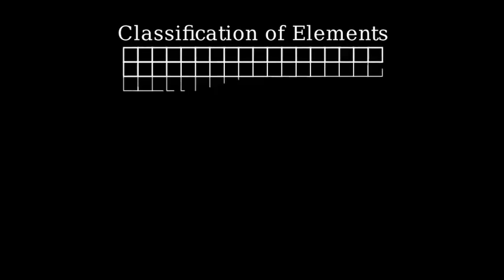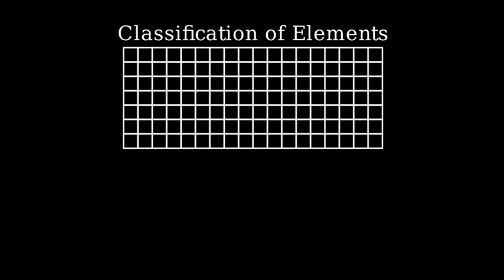How elements are classified in the periodic table as metals, nonmetals, and metalloids. The periodic table is organized in a way that helps us easily identify whether an element is a metal, nonmetal, or metalloid based on its location. Let's color code our periodic table to show these different regions.